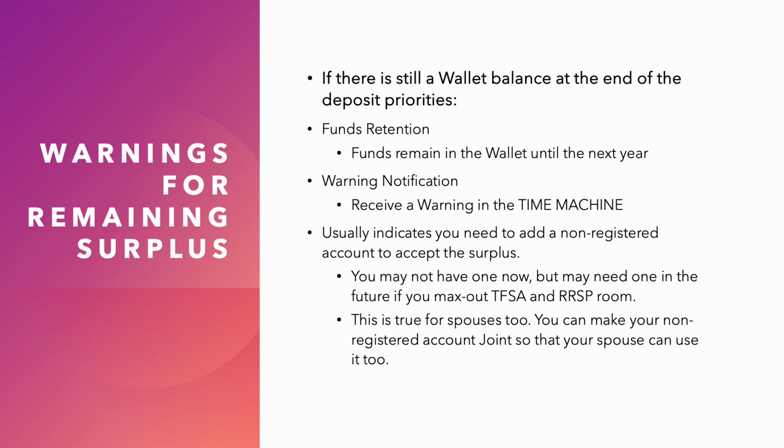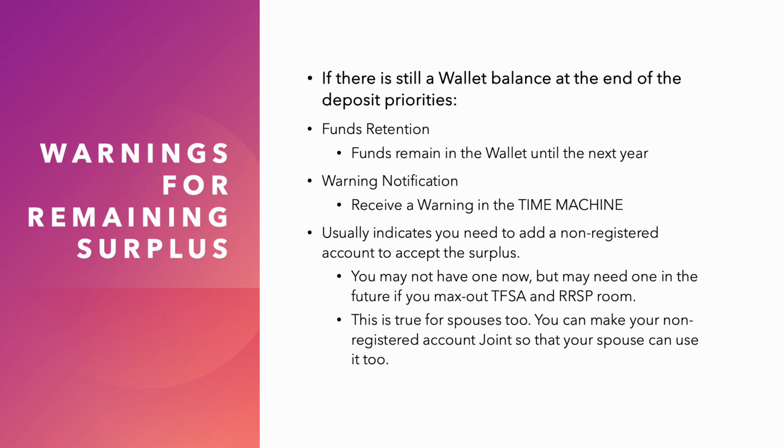As I said, if there's still funds in the wallets once you've gone through the deposit priorities, they stay in the wallet until the next year, and a warning is issued in the time machine. This is rare. It usually indicates that you overly limited deposits, or you may need to add an account to accept deposits. You may need to add a non-registered account, for example. You may not have one now, but you may need one in the future when you've maxed out TFSA and RSP room.